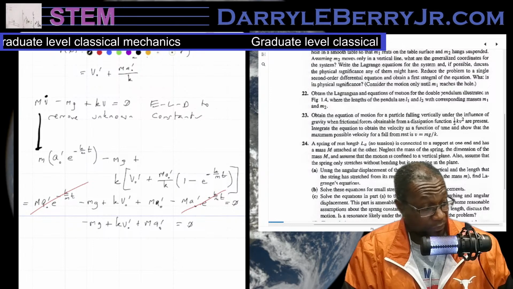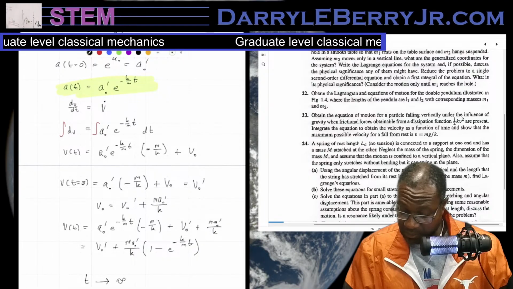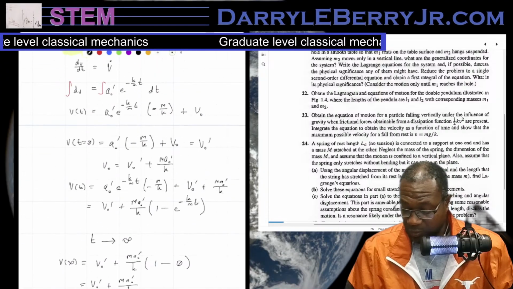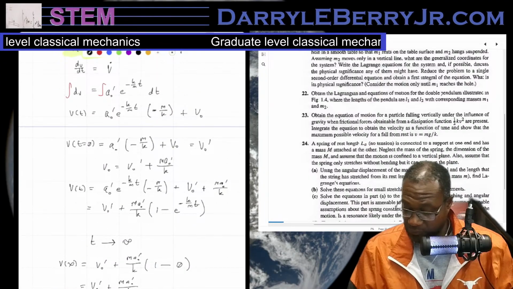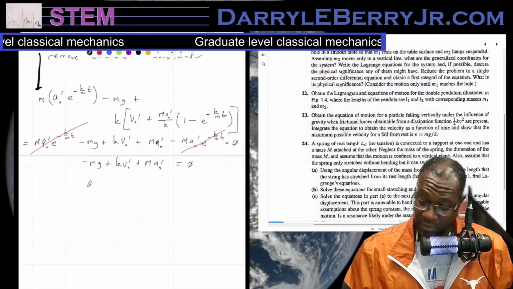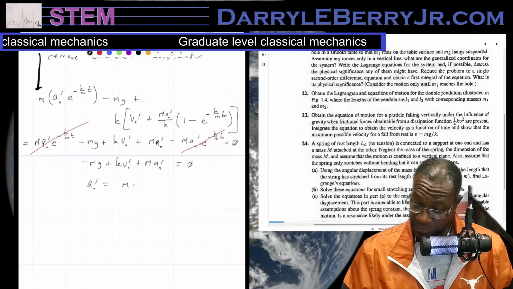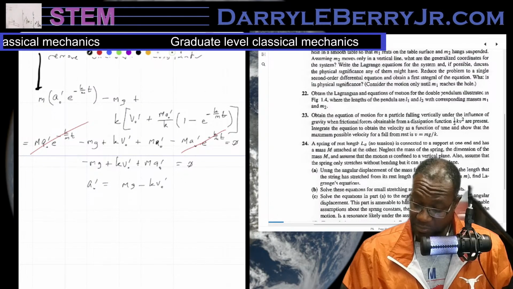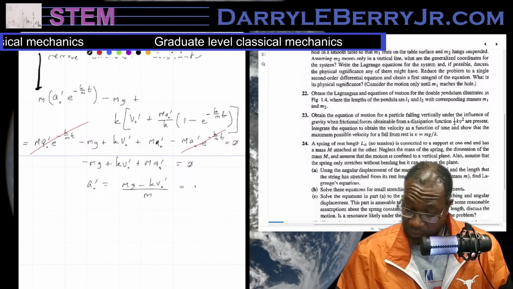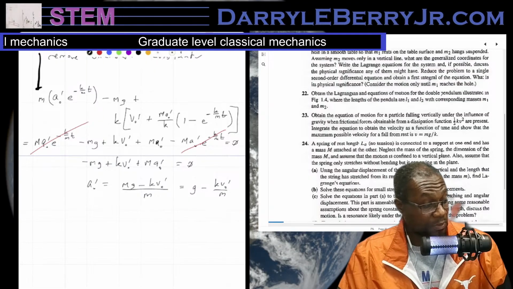Looks like she's solving for a naught prime. Did I never find a naught prime? Yeah, interesting. So you can use the original Euler-Lagrange dissipation equation in the end to solve for a naught prime. So a naught prime equals mg minus k v naught prime over m, equals g minus k v naught prime over m.